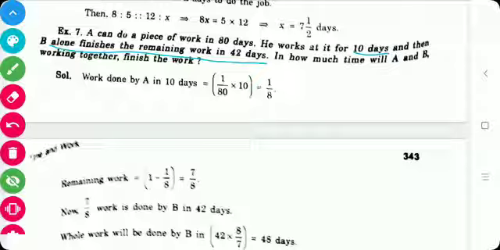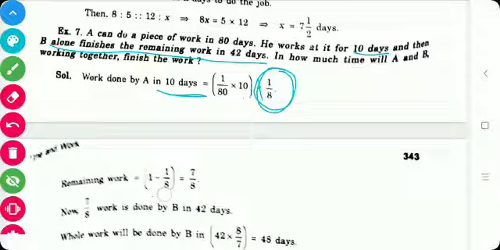So work done by A in 10 days is 1 upon 80 into 10. So it is 1 by 8. So remaining work, as 1 upon 8 of the work is done by A, is 1 minus 1 by 8, which is 7 by 8. So this remaining work is done by B in 42 days. That is, 7 by 8 of the work is done by B in 42 days.